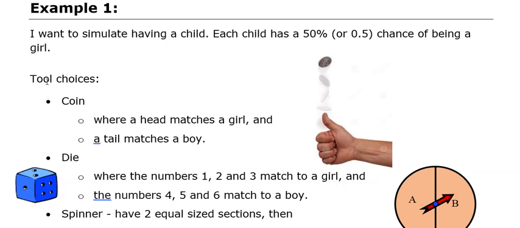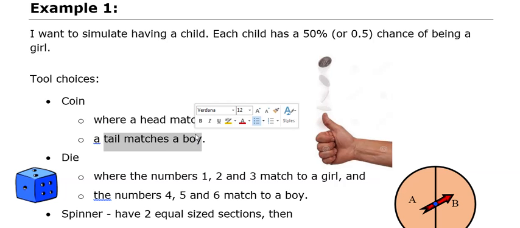So I've got some choices that I could use. I could use, for example, a coin. I know I've got a head and a tail. I need to match one of those to the boy and one of those to the girl. So if I get a head, that simulates having a girl. If I get a tail, that simulates a boy. So if I toss a coin and it lands heads, then I've just simulated having a girl child.